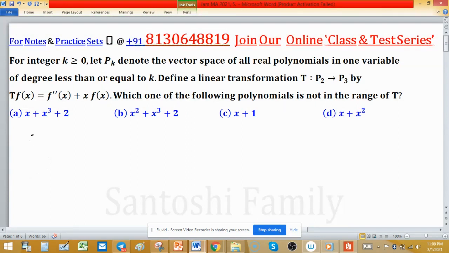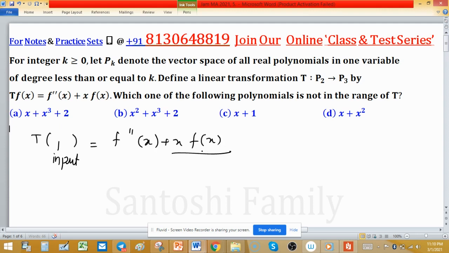T is defined so that if we take an input, then T sends the input to f double prime, the double derivative of the input, plus x times f(x), meaning the product of x and the input. This is the structure of the image of T.